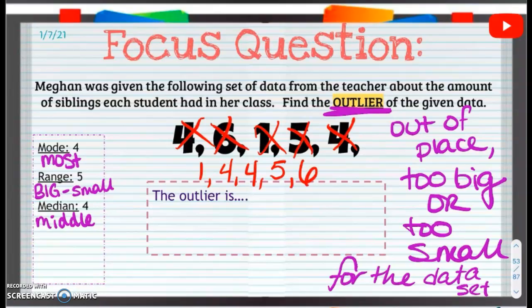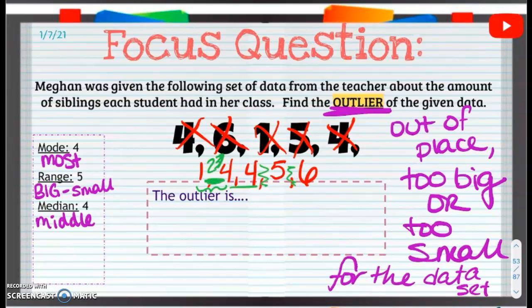Now, in this case, our outlier would be a number either too big or too small for our data set. In this case, 1 seems to be a little bit smaller because there could be a 2 and a 3 in between the 1 and the 4, whereas the 4 and the 4 are close, and then there's no gap in between the 4 and the 5, and no gap between that 5 and 6. So there is a gap in between the 1 and the 4.